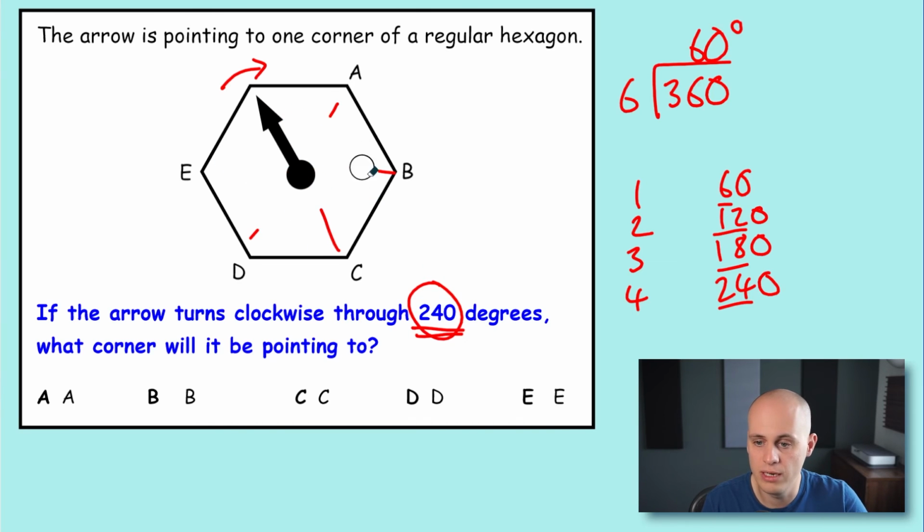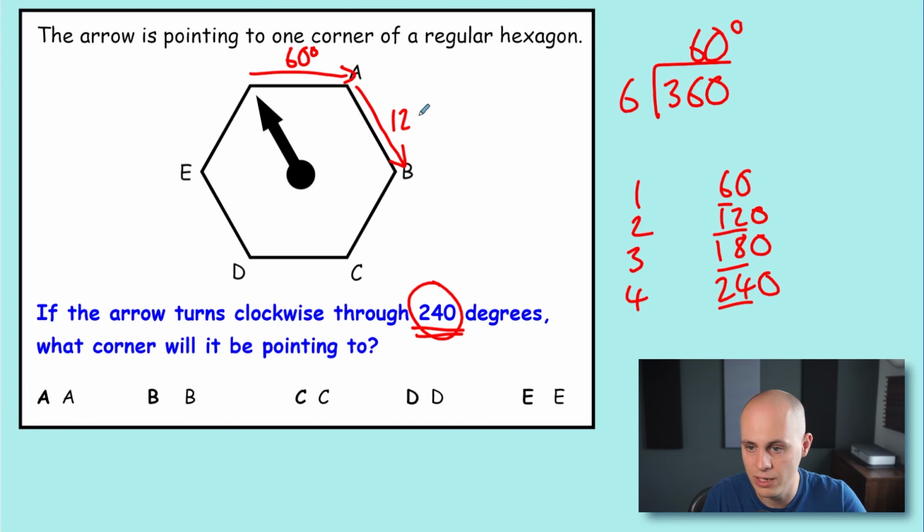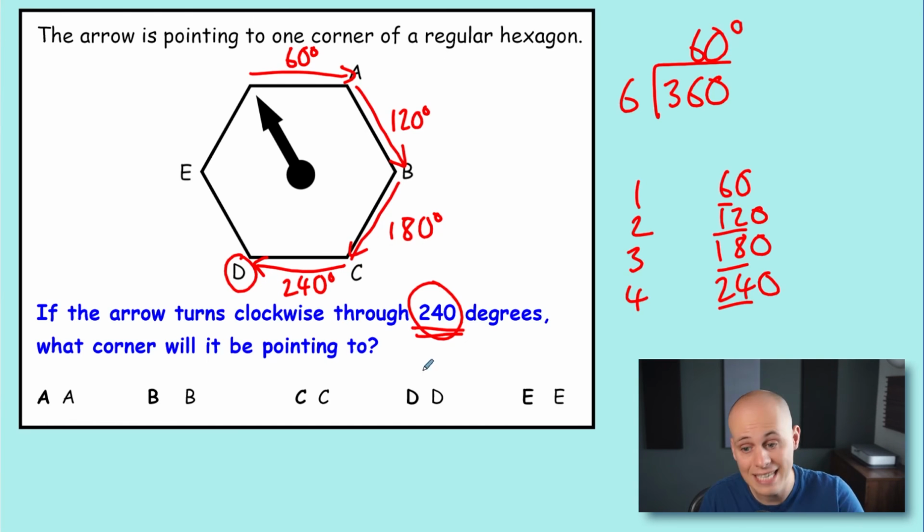So let's get rid of my notes here and just go back to basics then. We're starting on where the arrow is pointing. If we move one segment clockwise, we've moved 60 degrees and we've got to A. If we move 2, we've now moved 120 degrees and we've got to B. If we keep going with our pattern, we've got to 180 degrees, we've got to C. One more click around, then we've done our full 240 degrees and we've got to D. So D is our answer. Hopefully the logic there made sense for you.